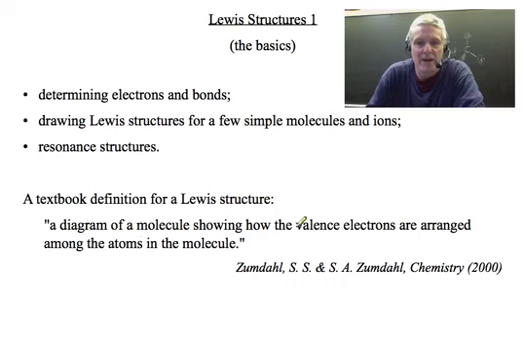So first of all, the definition of a Lewis structure: a diagram of a molecule showing how valence electrons are arranged. So that's important, arrangement of valence electrons. And so we look at the arrangement of these electrons around typically a central atom. And so we'll see how we get all the valence electrons and how we can determine the number of bonds that are formed and then put it all together around a central atom.